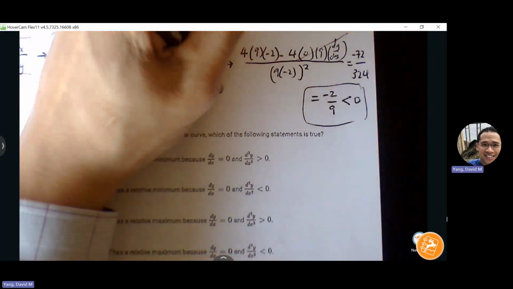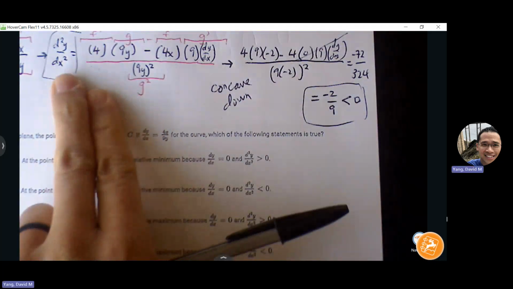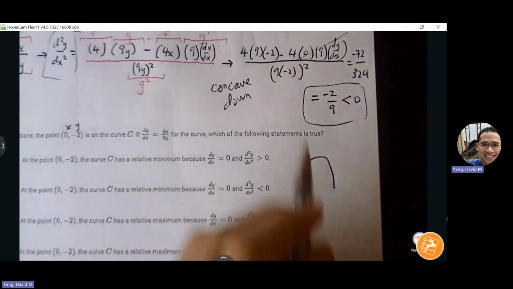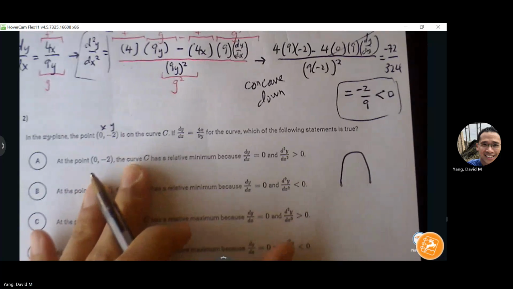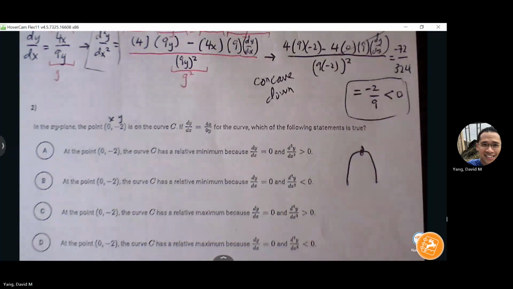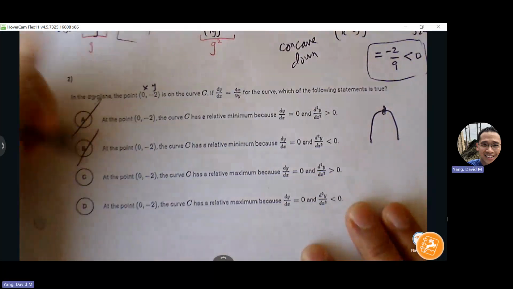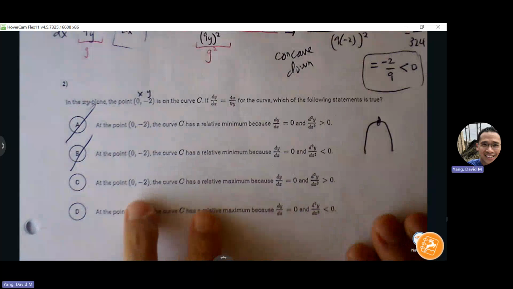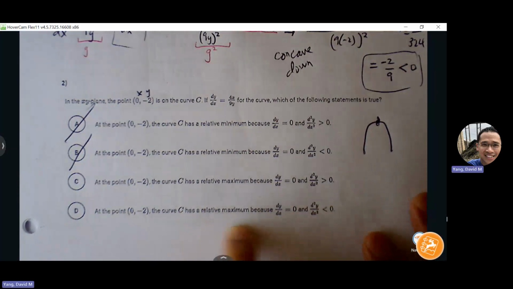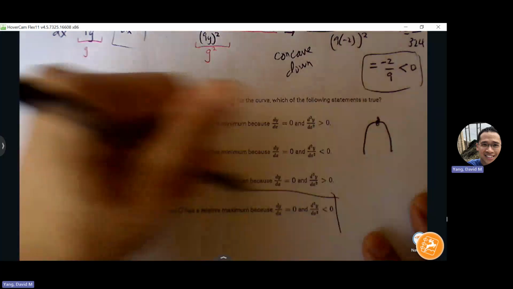Okay, down. So that's the shape of the graph. Second derivative less than 0, concave down. So if we visualize what concave down looks like, then what do we expect from this point here? We can call this a relative what? Max, right? So we know that A and B is out of the question. And then between C and D, is it relative max because second derivative is greater than zero, or is it relative max because second derivative is less than zero? Less than zero, yeah. So answer choice D.